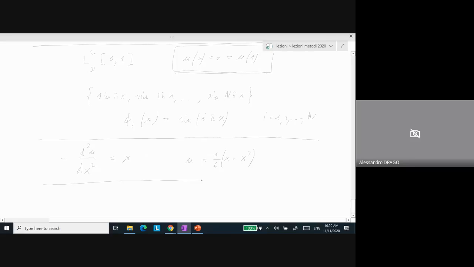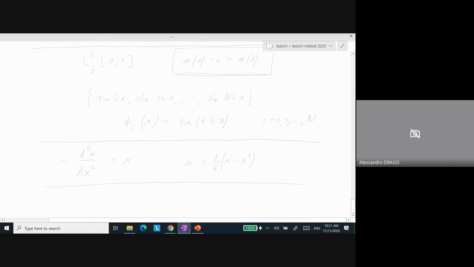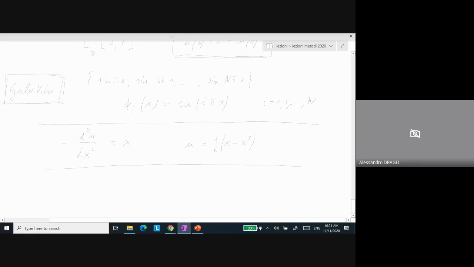So what do we have to do if we want to solve this problem using the technique? Did I tell you that the technique that we discussed is called the Galerkin technique? I don't recall if I told you. The technique of going from a space of infinite dimension to a subspace is what is called the Galerkin technique.